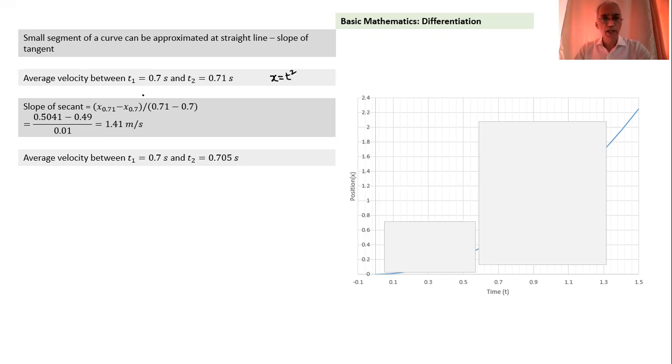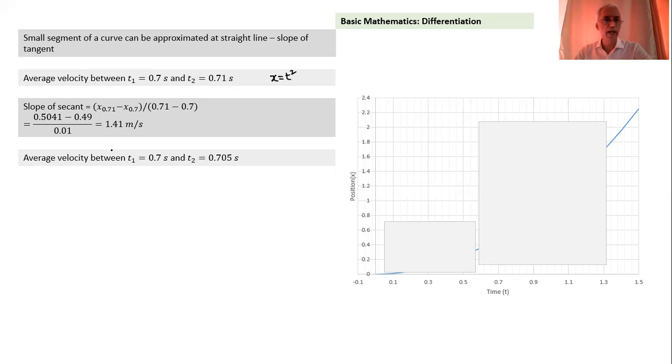Now, step four. We are still looking at this part only, but now we have selected two other points. Which are the two other points we have selected? 0.7 second and 0.705. So we have made the time interval even half of this. So even this is also a midpoint, and it is starting. Can we calculate average velocity in a similar way?